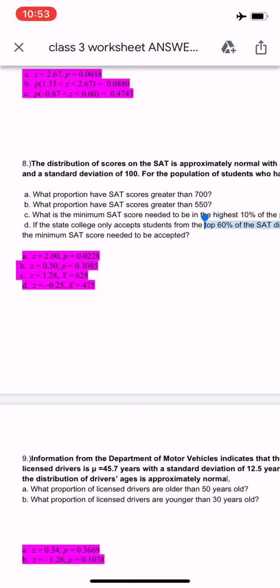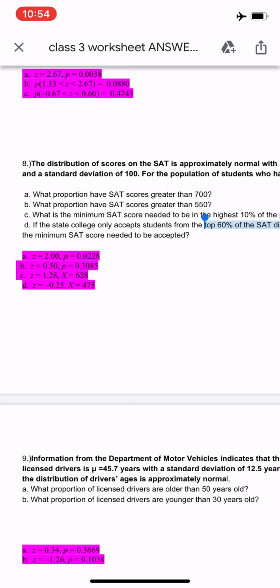All right. If the state only accepts students from the top 60%, what is the minimum SAT score needed to be accepted? So think about it. The top 60% is another way of thinking about the body to the right. If the body is to the right, then you know that the z-score has to be negative. So we're going to look in the body, right? And we know it's the body because 60% is higher than the rest, which is 40%, because the whole distribution equals 100%.